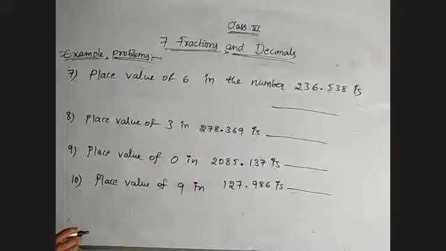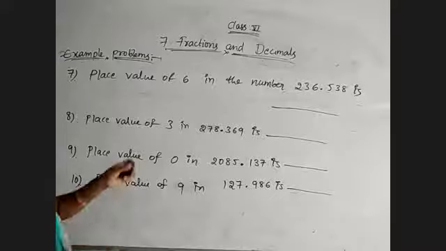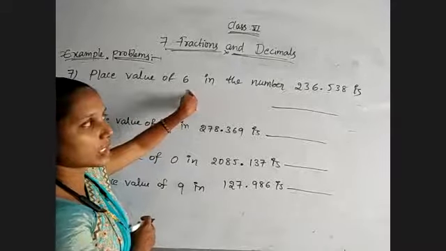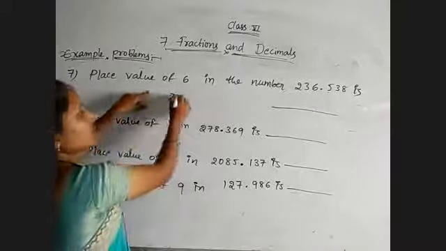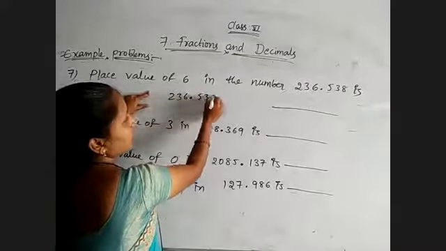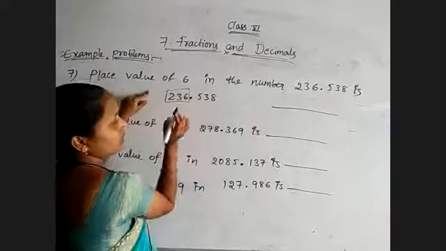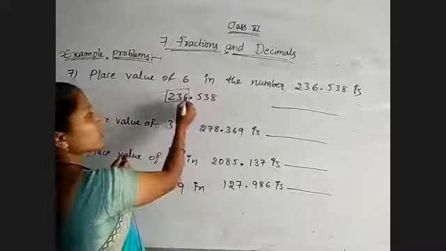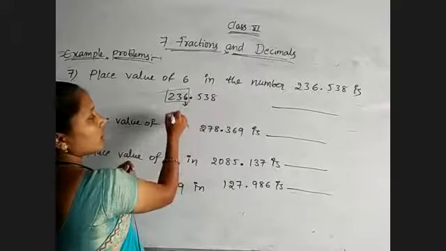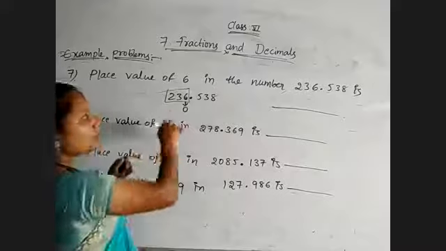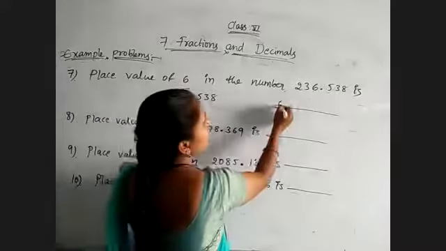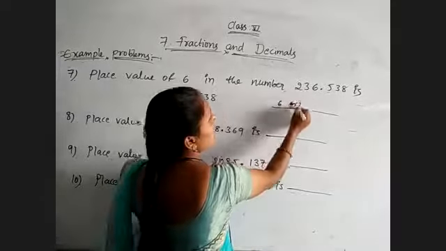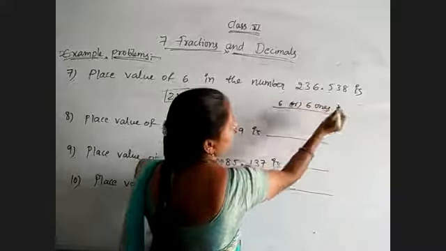All are depending on place values only. To get an idea, I gave this. Just observe, place value of 6 in the number. So here decimal number 236.538 is given. As we know, before the point we need to consider as a separate part, that is the whole number part. After the point is different. So 6 is in the whole number part, in the ones place. Place value they are asking. That means 6 ones, 6 into 1, 6 only. Or in words we will write 6 ones.